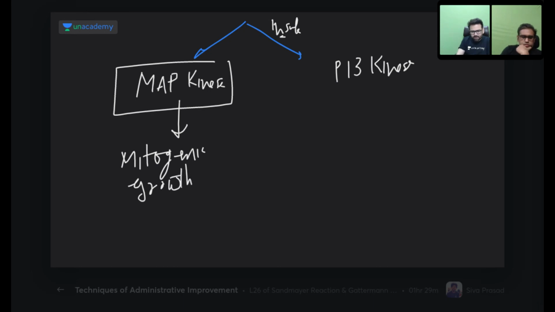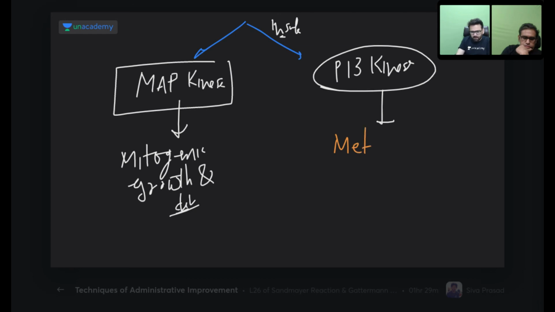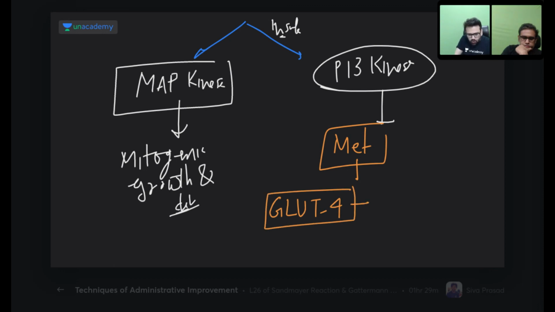On the other hand, PI3 kinase, is it metabolic or mitogenic? Metabolic. So what is the metabolic function? It causes peripheral translocation of GLUT4. GLUT4 is the only GLUT which is insulin dependent. For example, this is your muscle and this is your blood vessel.